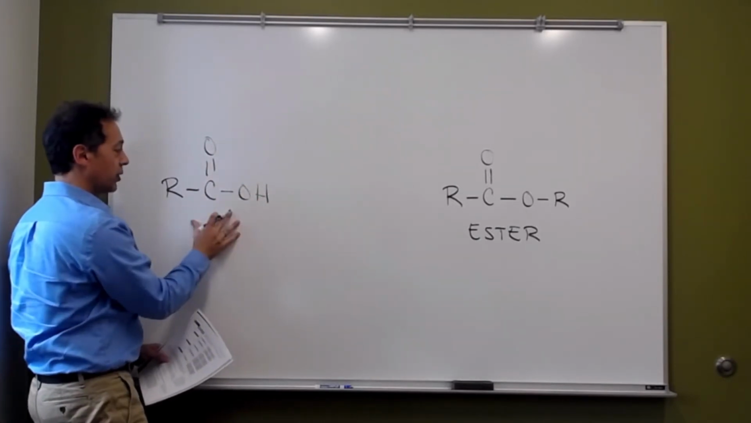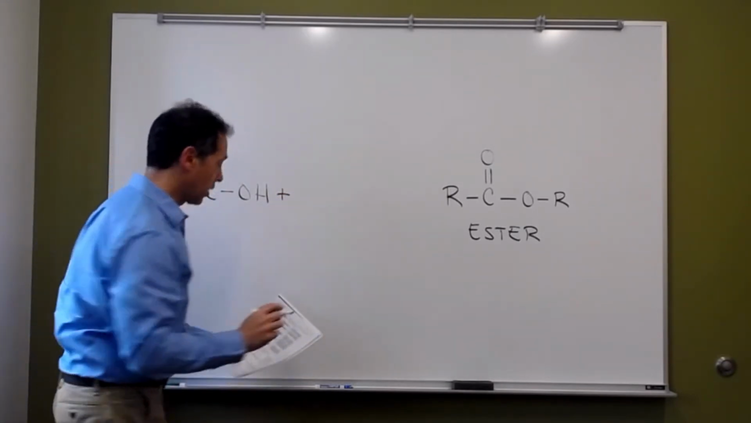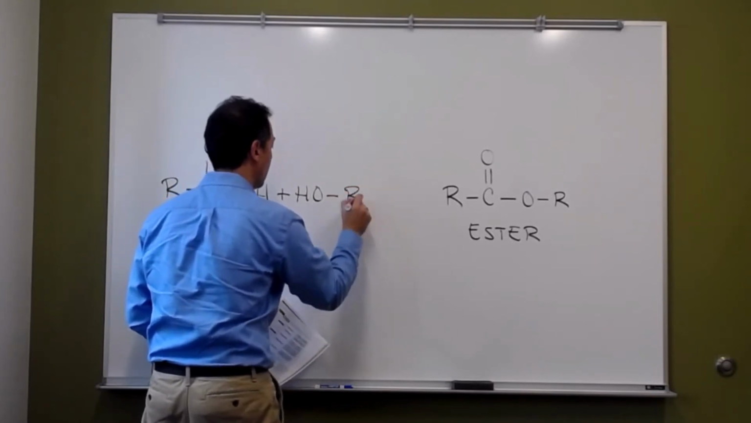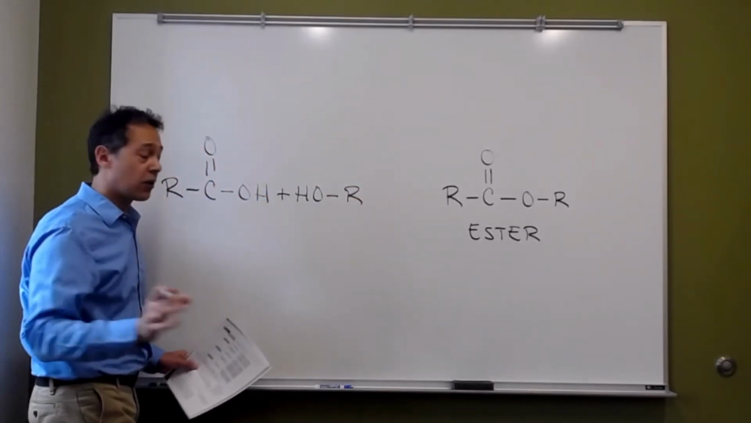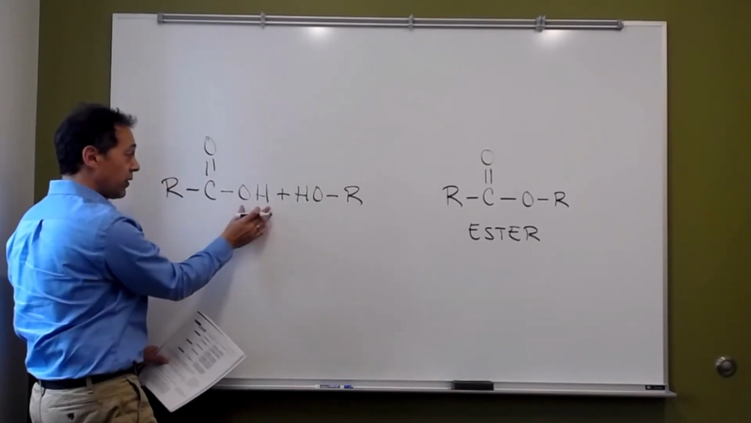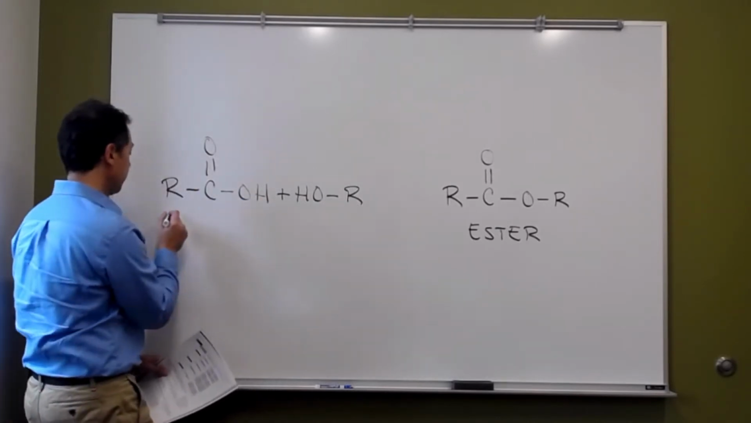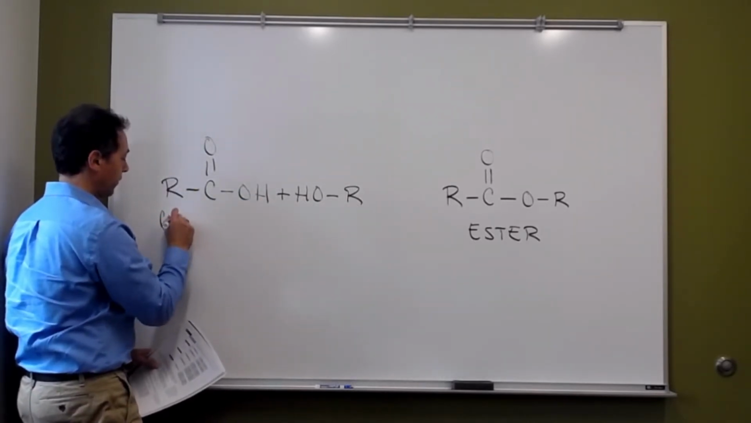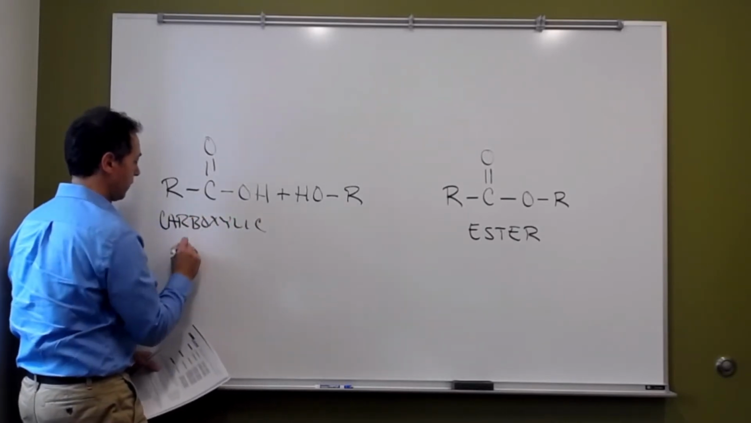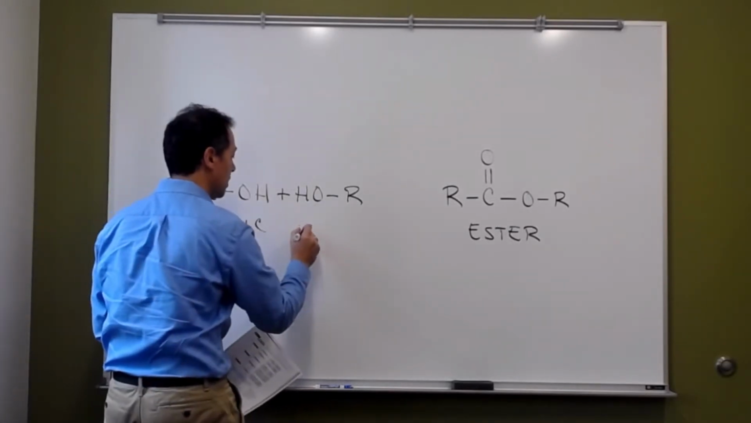Okay, we're starting out with a carboxylic acid, and we're going to react this with an alcohol. An alcohol, we might recognize as having the OH or the hydroxyl group here, which is different than this. This looks like an alcohol, but it's part of a carboxylic acid. Carboxylic acid and an alcohol.